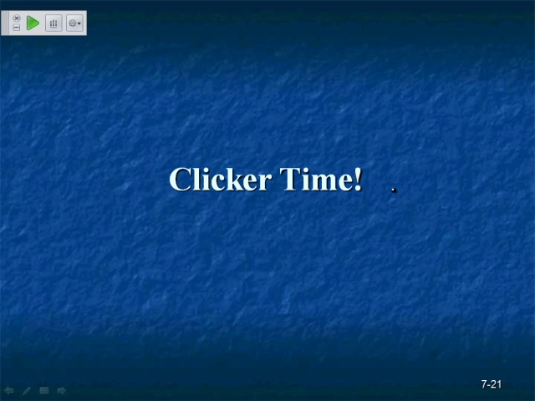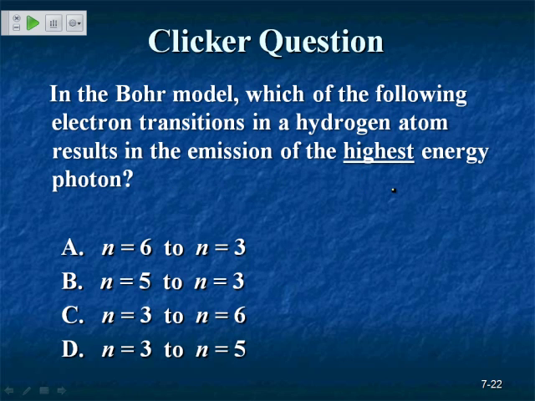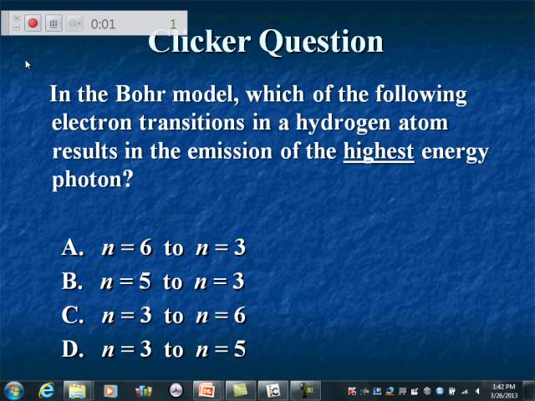Okay, let us have a clicker question. It's going to be an easy one, guys. Here is the question. In the Bohr model, which of the following electron transitions will result in the emission of the highest energy photon? I haven't started the clock yet. So remember the Bohr model. Look at the picture if you want in the book. Which one will have the highest energy photon?